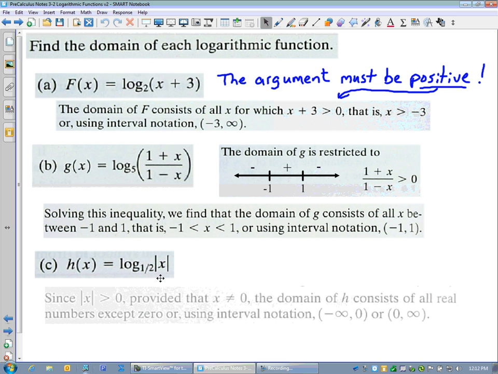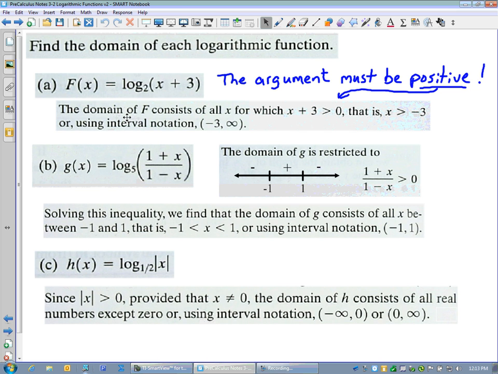So officially, taking the absolute value of x and setting that to be greater than 0, that will always be true provided that x does not equal 0. So really, our solution here for the domain is going to be all real numbers except x equal to 0. In interval notation, we would write that as negative infinity to 0, unioned with 0 to infinity. So that's all real numbers except 0.